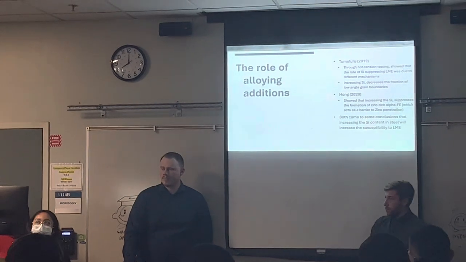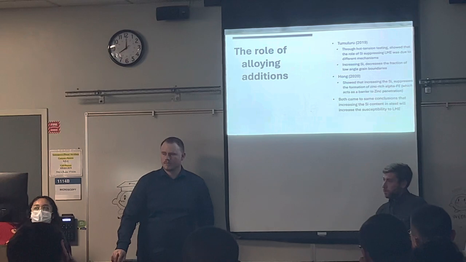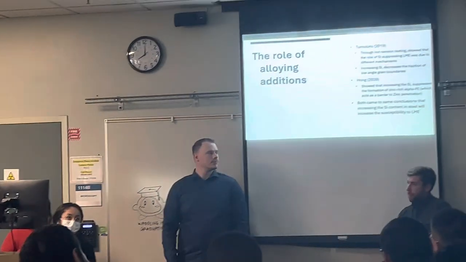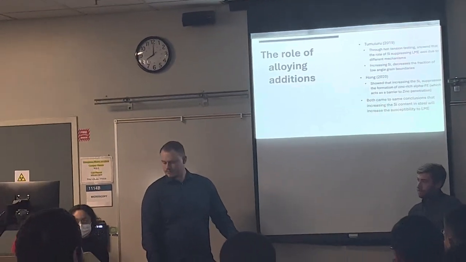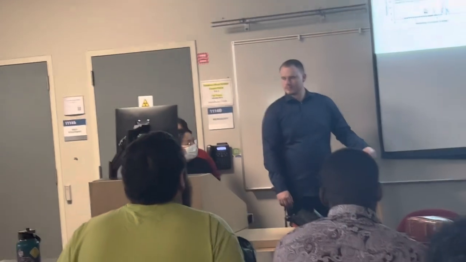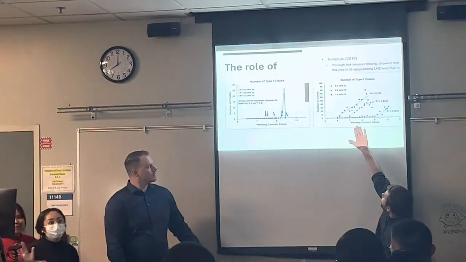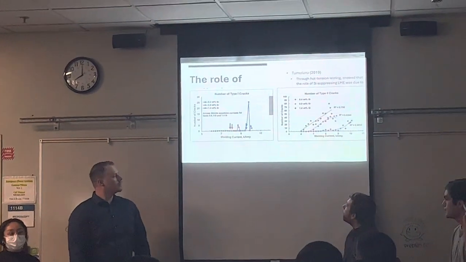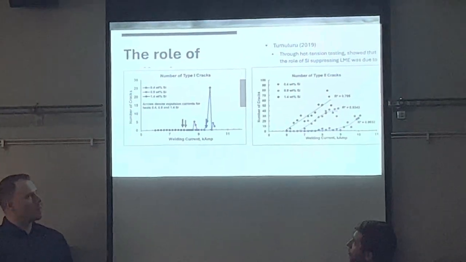And Tomoru found that increasing silicon decreases the fraction of low angle grain boundaries. Hong in 2020 basically did a different experiment, and he used a furnace instead. But before I talk about Hong, these are Tomoru's graphs. He differentiated his cracks by type 1 and type 2. Type 1 were cracks found under the electrode indentation, and type 2 occurred outside the electrode indentation.